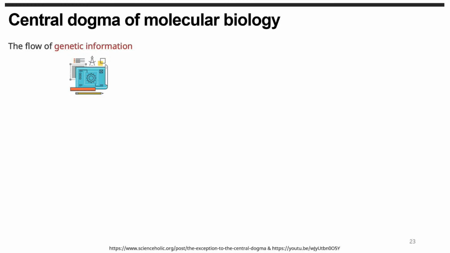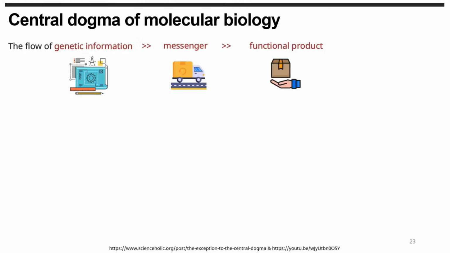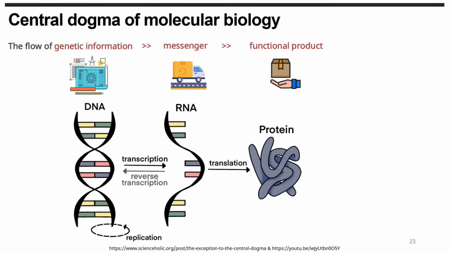There is a very fundamental concept in molecular biology called the central dogma. According to the central dogma, we have genetic information and messengers that carry that information to produce the final functional product in our body. If you go back to high school biology, genetic information corresponds to DNA, the messenger to RNA, and the final functional product to protein.